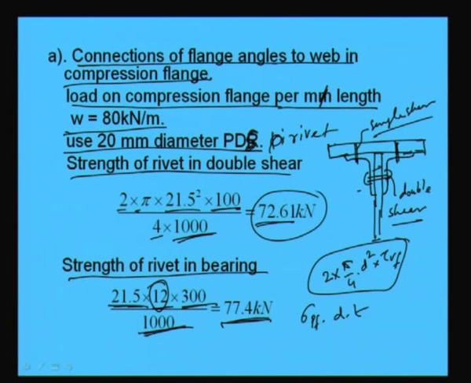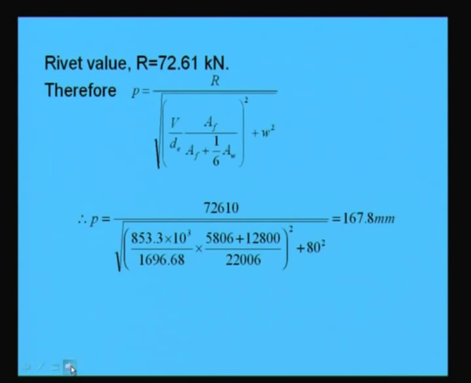Now, the rivet value can be found out from these two, that is the lesser value of these two. So, rivet value will become here R is equal to 72.61 kilonewton. So, in this way we can find out, right. Next what we will do? Next we will find out pitch. So, rivet value as we have got, 72.61 kilonewton, we can find out the pitch.